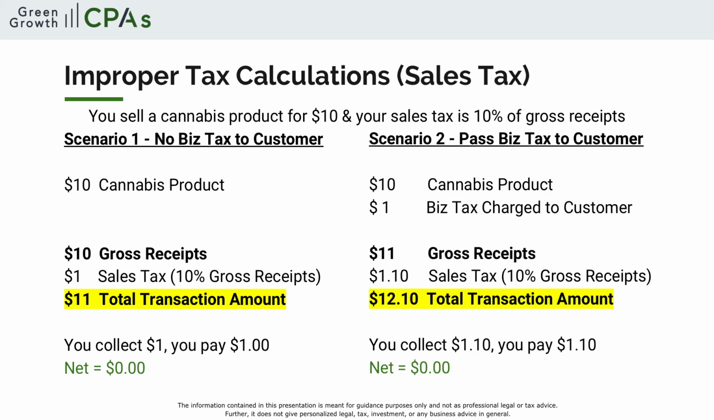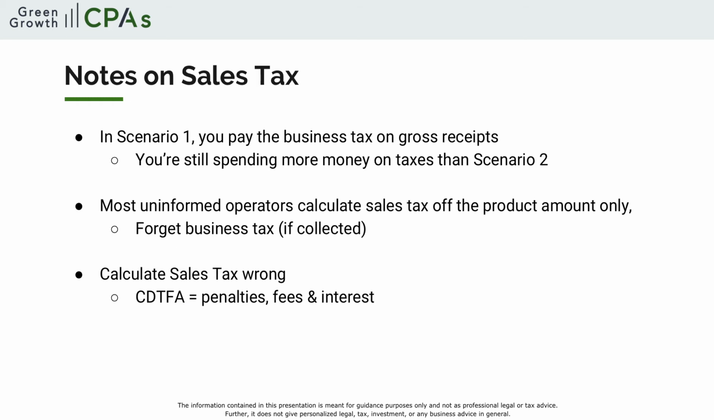And for scenario 2, if you do collect some business tax from your customer and then you break all the taxes out on a receipt, it'll appear to the customer as this, okay? So you have $10 for the product, $1 in business tax, which means $11 in gross receipts. Sales tax is calculated on that $11 in gross receipts, so it's 10% of 11, which is $1.10. So the full amount to be collected from the customer in scenario 2 is $12.10.